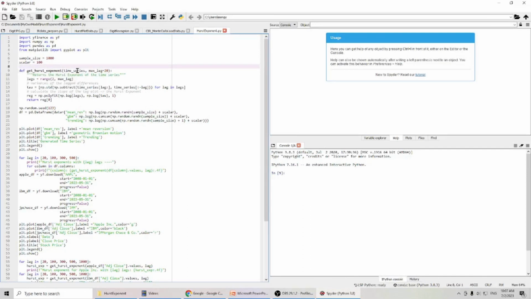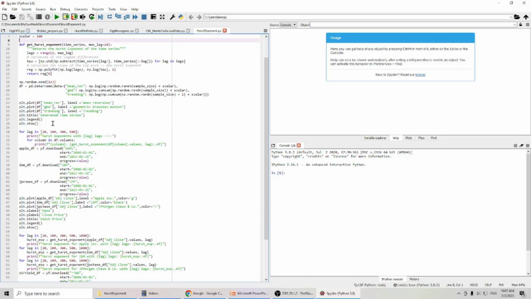Here I have the function to calculate the Hurst exponent, and then I will generate a data frame with data sets that have a mean reversion pattern, a random walk, and also a trending pattern. And I will draw the graph, and then calculate the Hurst exponent with different chunk sizes. You can see here I have 20, 100, 300, 500.